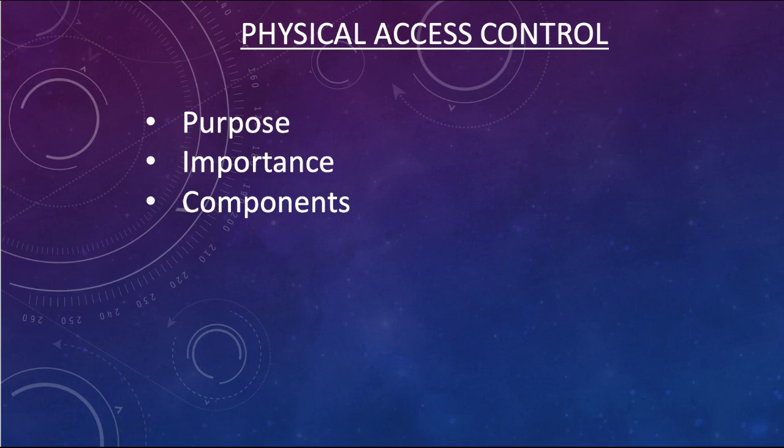Monitoring involves security guards, closed-circuit television, alarm systems, and logs that track and record access to physical locations, systems, and data. Lastly, distinguishing between authorized and unauthorized personnel is a critical component of physical access controls in cybersecurity.